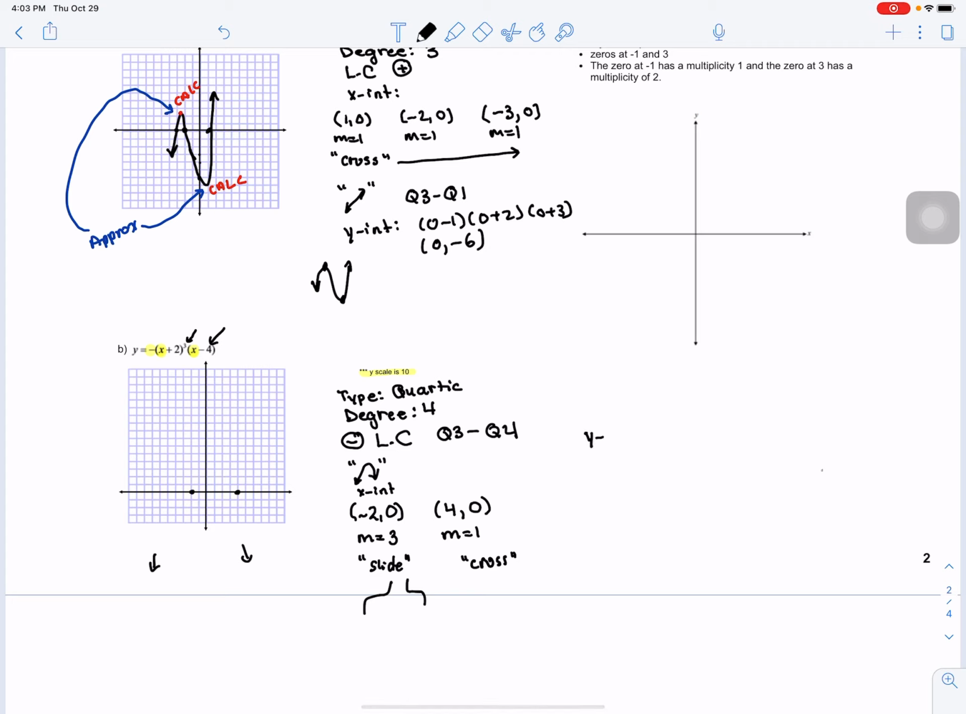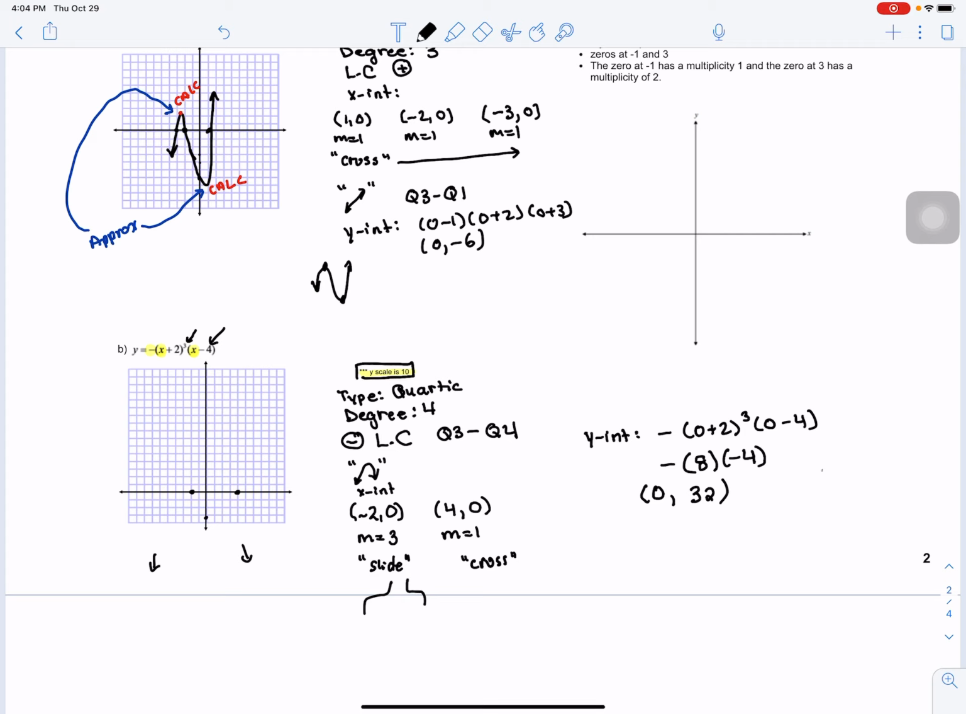Let's calculate my y-intercept. So sub in x is 0. So when I sub in x is 0, I'm going to just work that out. So 2 cubed is 8. 8 times minus 4 is minus 32, and then another negative sign on the outside, which makes it positive 32. So remember, they're telling me my scale is 10. So 10, 20, 30, so negative 32 is down here somewhere.